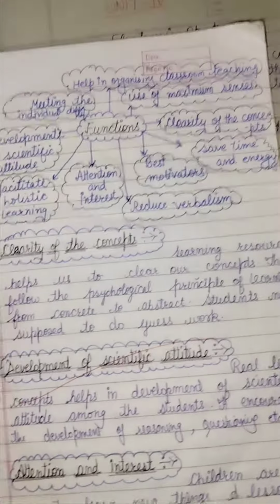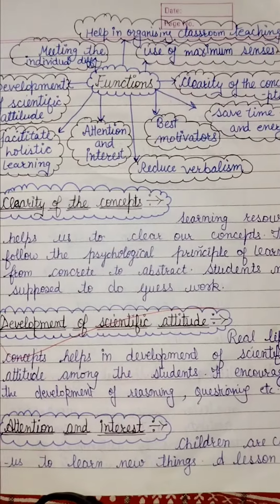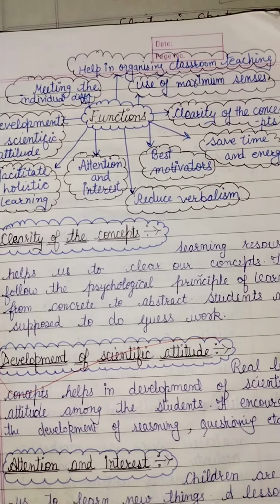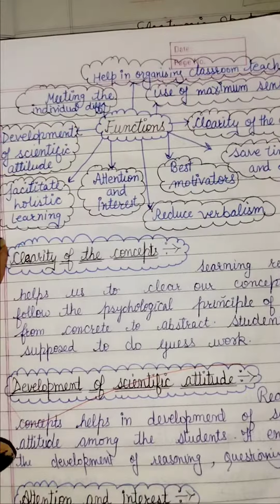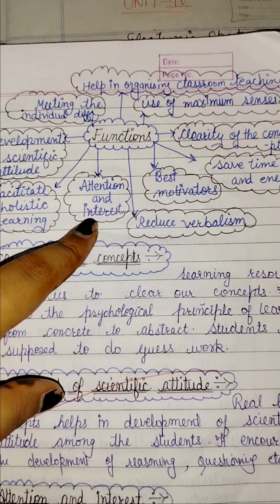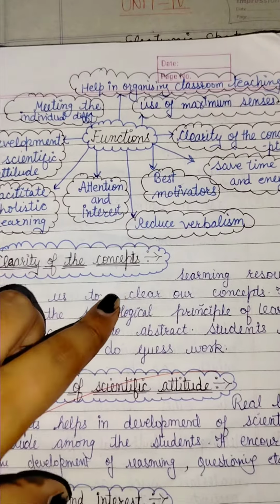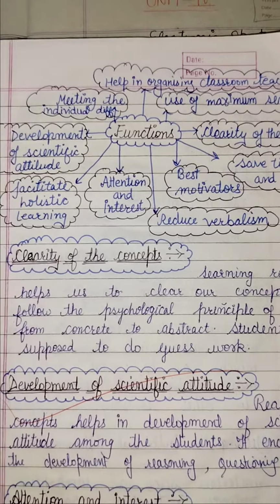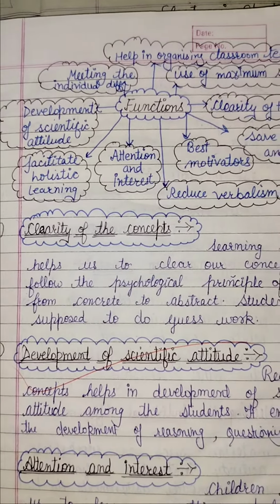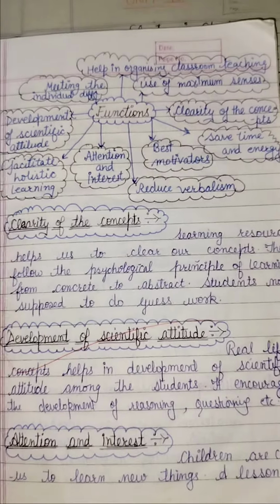After that, you have to write the functions of these resources. And the functions are as follows, like you also have to make a chart like this: attention and interest, best motivators, reduce verbalism. Then you have to explain these functions.